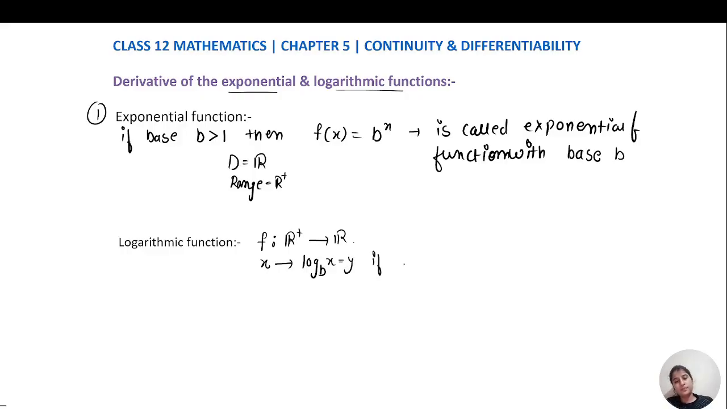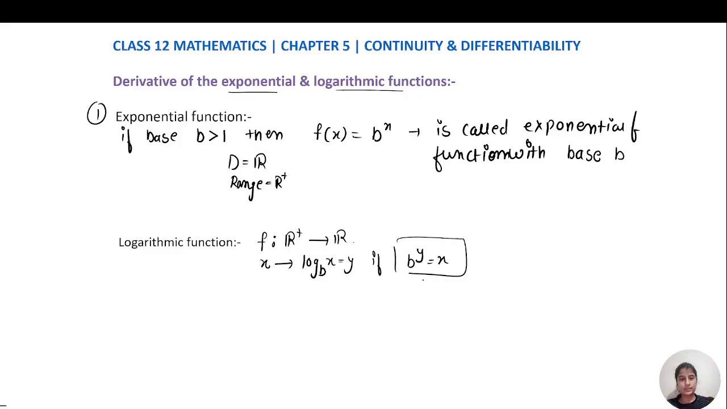If b raised to y is x, that means x maps to log base b of x. This happens if b raised to y is x. So you can see that the log function looks like the exponential function, f of y equals b raised to y. So we can say that the log function comes from the exponential function. So our log function is defined like this.